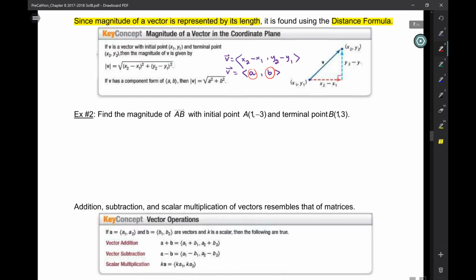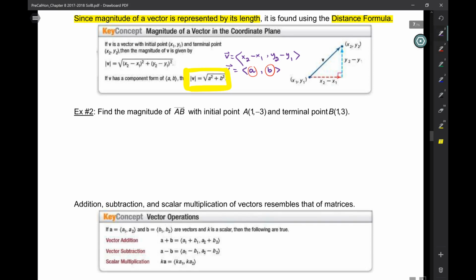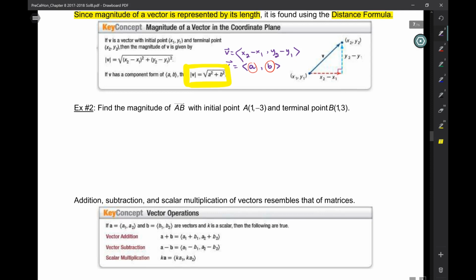Okay, so that's what we're talking about here. Let's find the magnitude of AB with initial point A, terminal point B. Yeah, it's the same vector. So AB in component form is 0 comma 6. So the magnitude of AB is just the square root of 0 squared plus 6 squared, which is 6. Isn't that cool? I know. You don't see it yet, but you will.